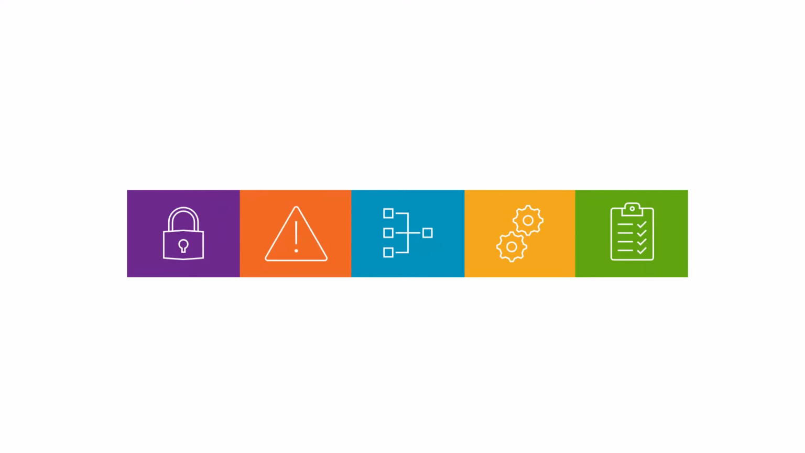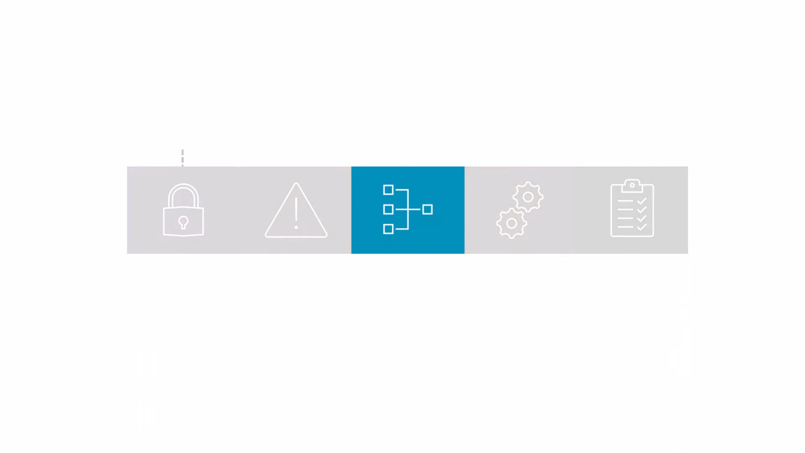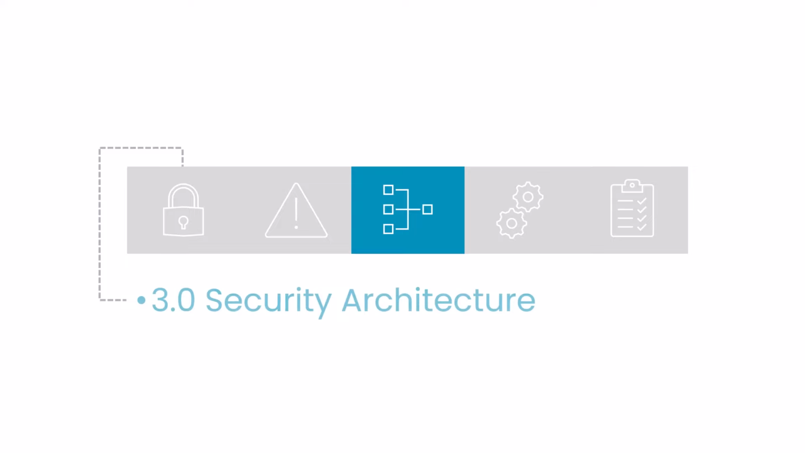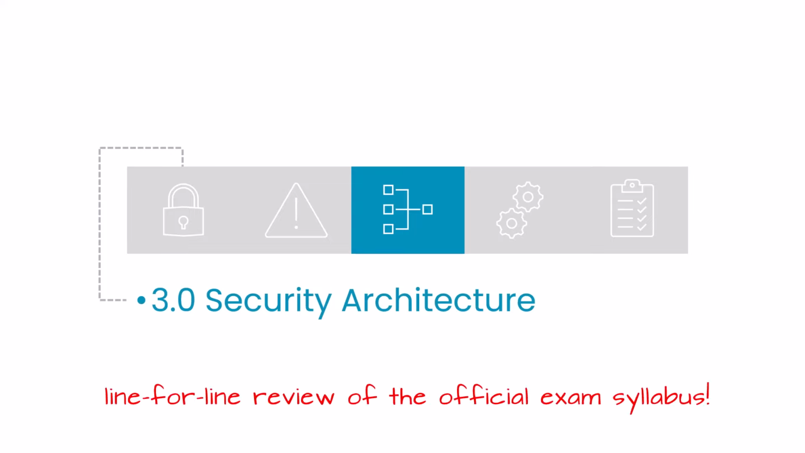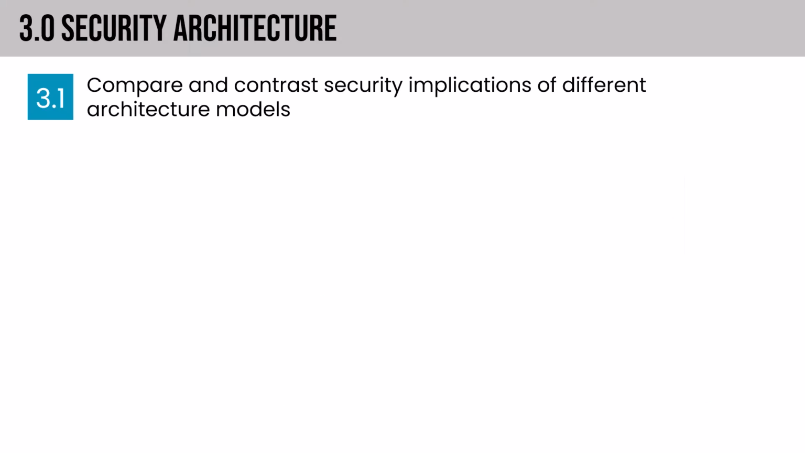The focus of Domain 3 is security architecture. And as always, we're going to go line by line through the official exam syllabus, touching on every topic we see there. In section 3.1, we'll focus on architecture models. More specifically, the syllabus asks us to compare and contrast the security implications of different architecture models.